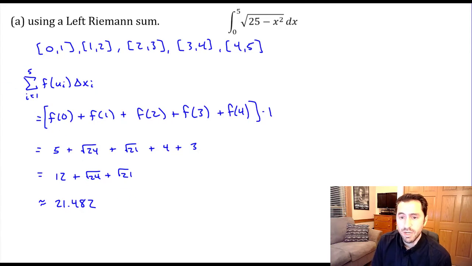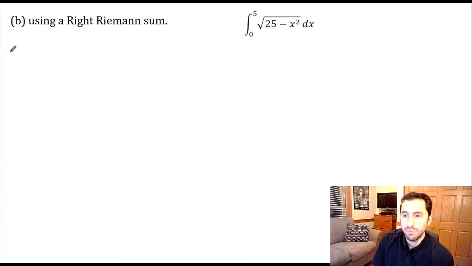Let's go through the same process with the right Riemann sum. Again, just to jot down our intervals: 0 to 1, 1 to 2, 2 to 3, all the way up to 5.